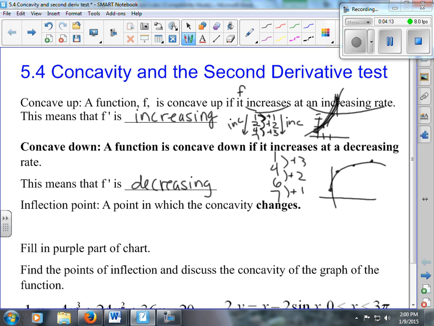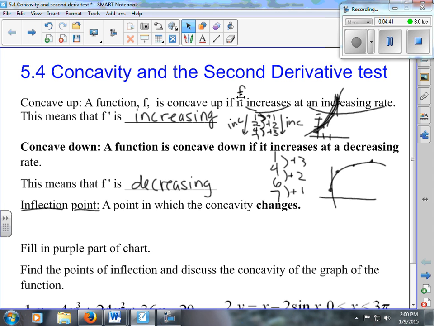Okay. And then finally, we have the definition of inflection point. An inflection point is a point in which the concavity of a curve changes. So I change from increasing at an increasing rate to increasing at a decreasing rate, perhaps. Also, conversely, f doesn't have to be increasing. f could be decreasing. But if f decreases at an increasing rate, then f is concave up.